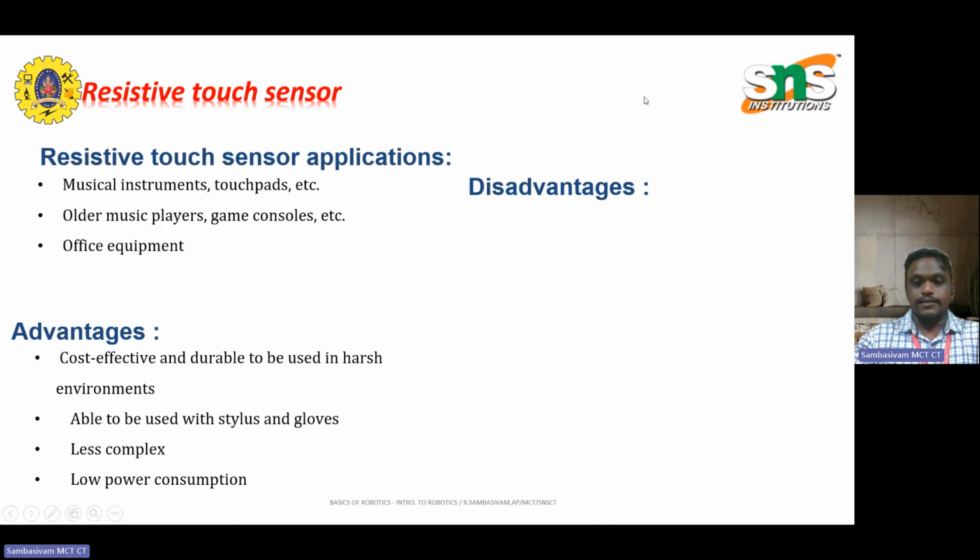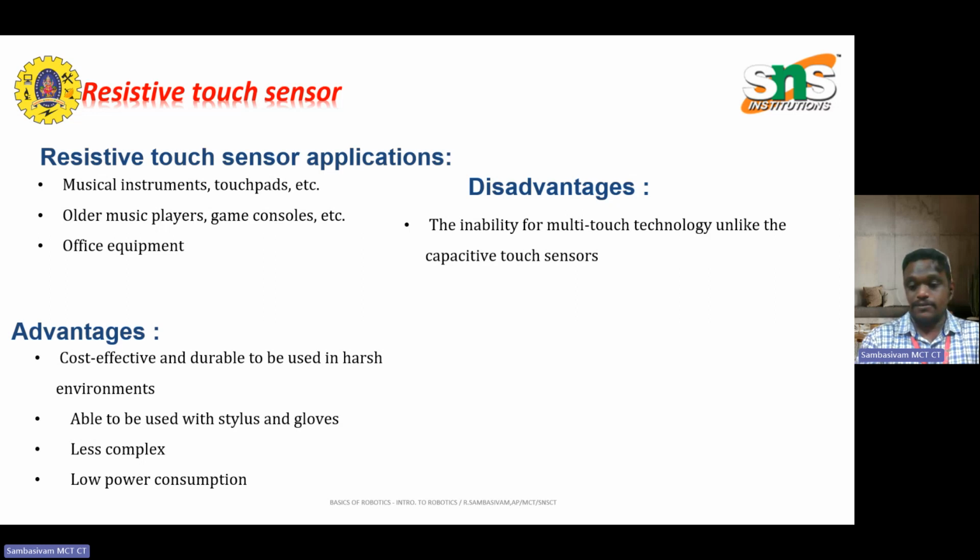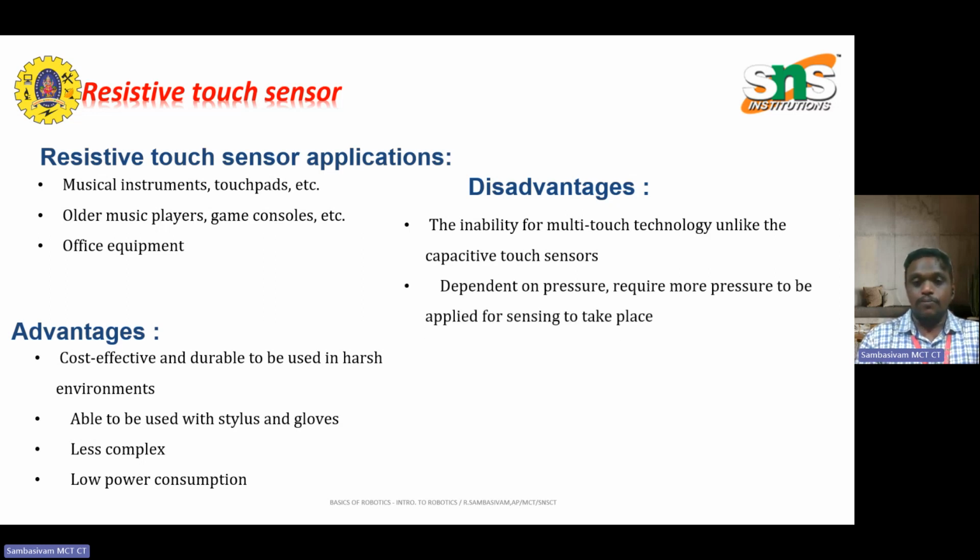It has several disadvantages too when compared with the advantages. The disadvantage is the inability of multi-touch technology, unlike the capacitive touch sensors. It depends on pressure. More pressure is required for sensing, because if we apply less pressure, it cannot detect and cannot produce the output we are expecting from the instruments. So the pressure plays a vital role. The output is obtained through how much pressure we give.